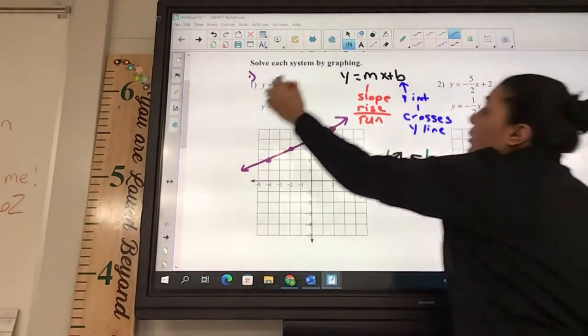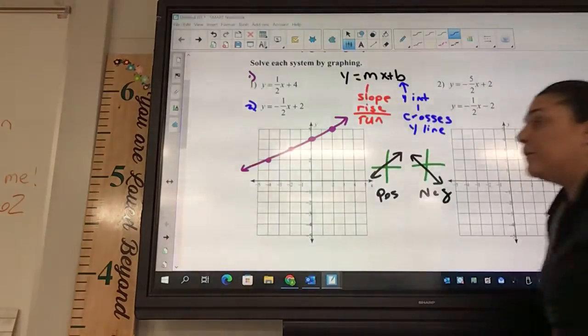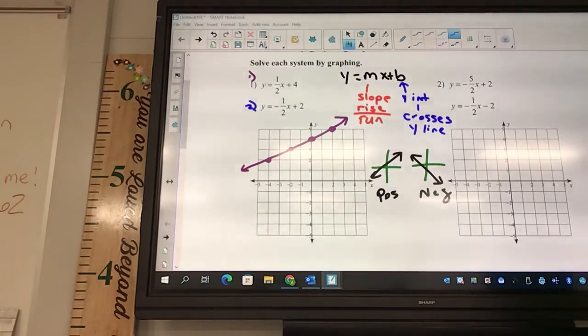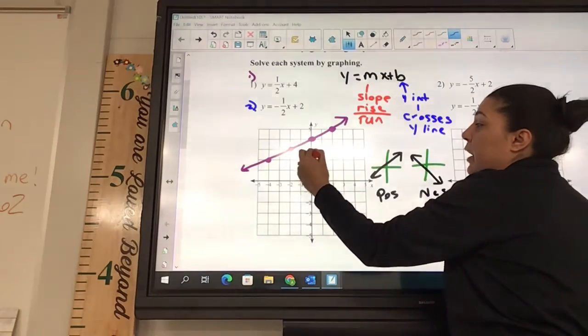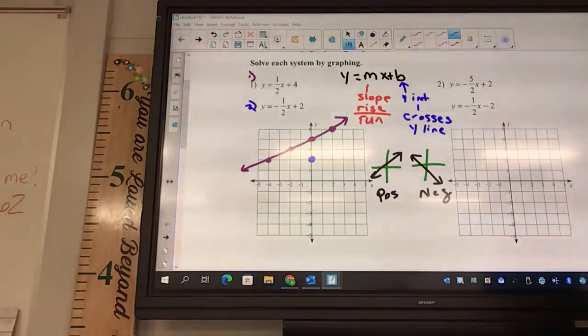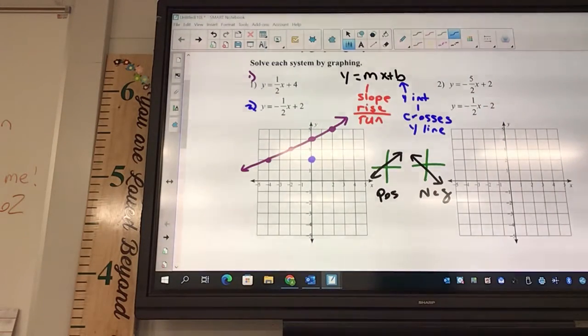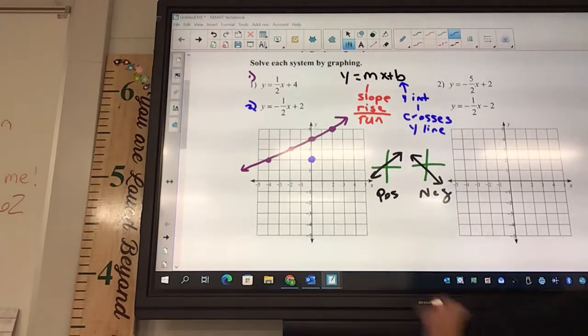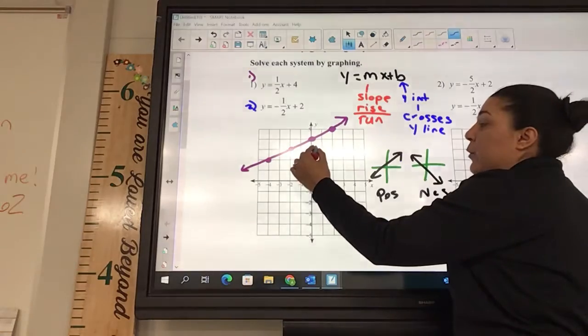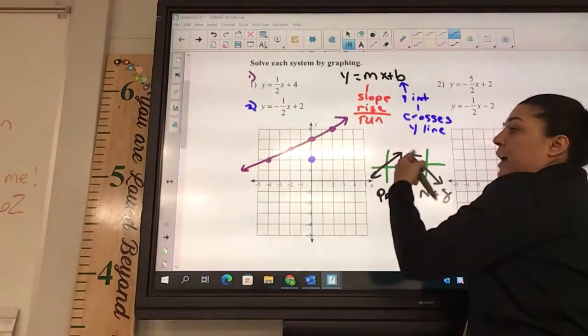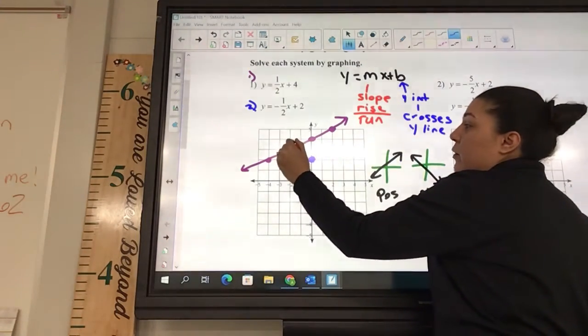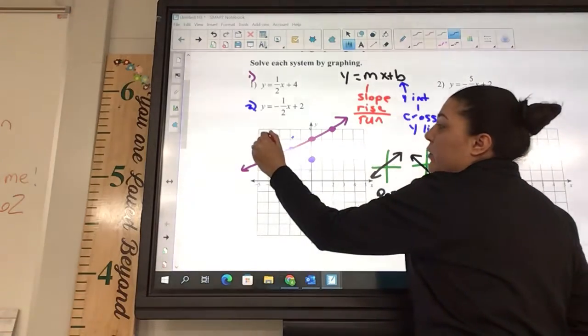Now we're ready to graph our second line. Our second line starts at what? At 2. So you're going to go to the y line and plot the 2. Is the slope positive or negative? Negative. So it's going to go in the opposite direction as the other line. You're going to rise 1, and we need our line to go negative, so you're going to go over 2. Rise 1 and go over 2.